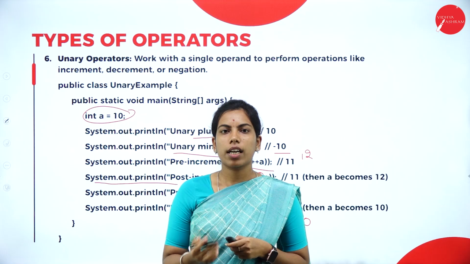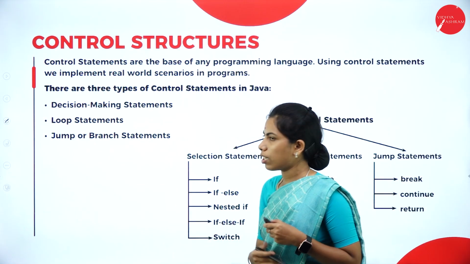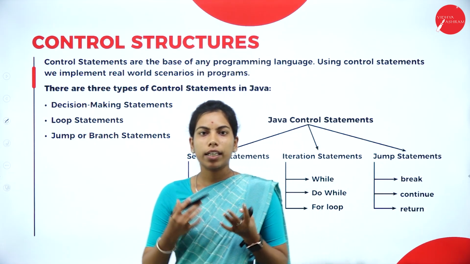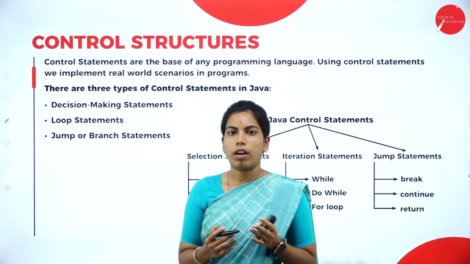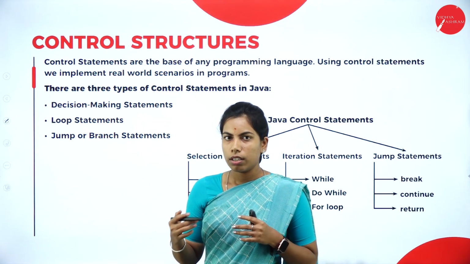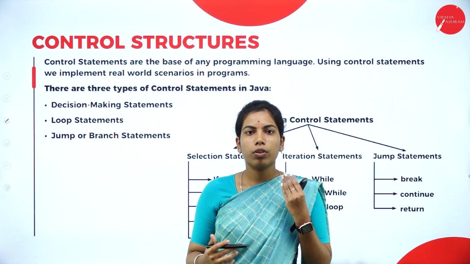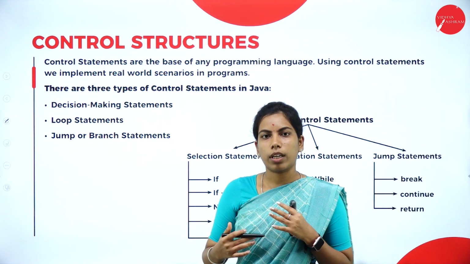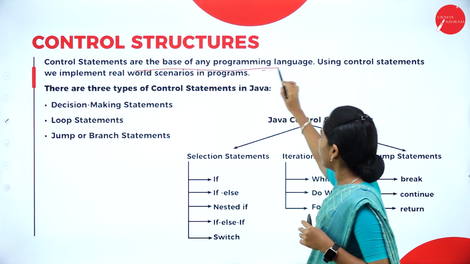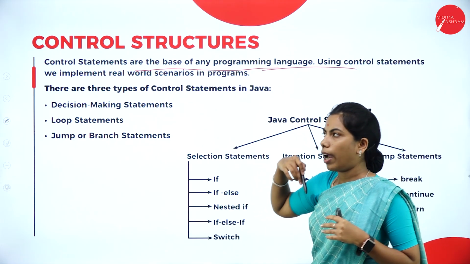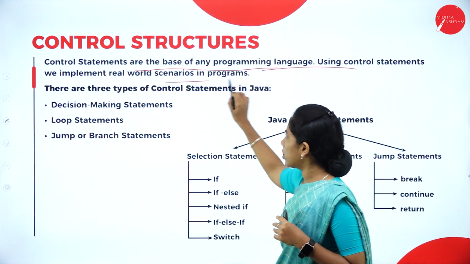So next we can see control structures. Control structures are nothing but how we can control the condition using some of the statements available in Java. That is what a control structure. The name itself says control, how to control the programming code. So let's see the definition. Control statements are the base of any programming language and how to implement in real world scenarios.